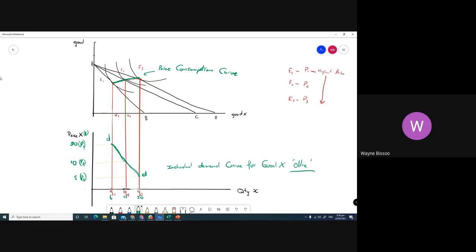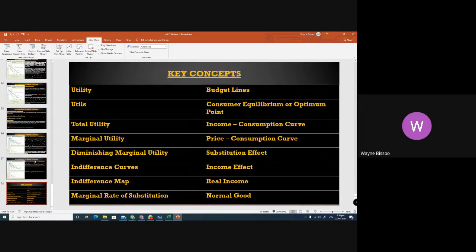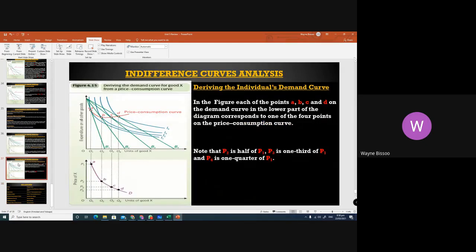Sorry for the scrappiness of those lines there. Everybody follows this? Yes, sir. So that brings us to the end of that particular topic. I'm hoping you understand it so that you can attempt the quiz when you get a chance.